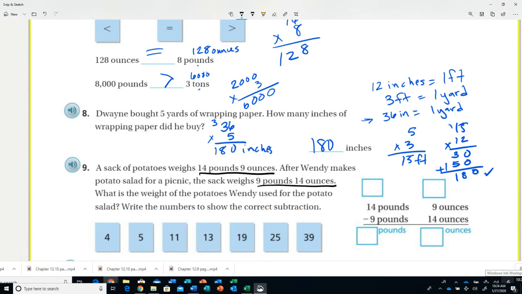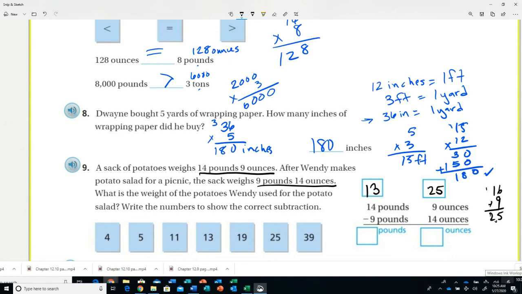So I have to do some subtracting, but I can't subtract this 9 from 4, or 14 from 9, because that just doesn't work. So I'm going to take a pound from here, and I'm going to make this 13 pounds, and I'm going to give 16 ounces to the 9. So I'm going to do a quick little math here and say that 9 plus 16 is going to be 25. Wow, I'm trying to multiply it, and I know the answer is 25.